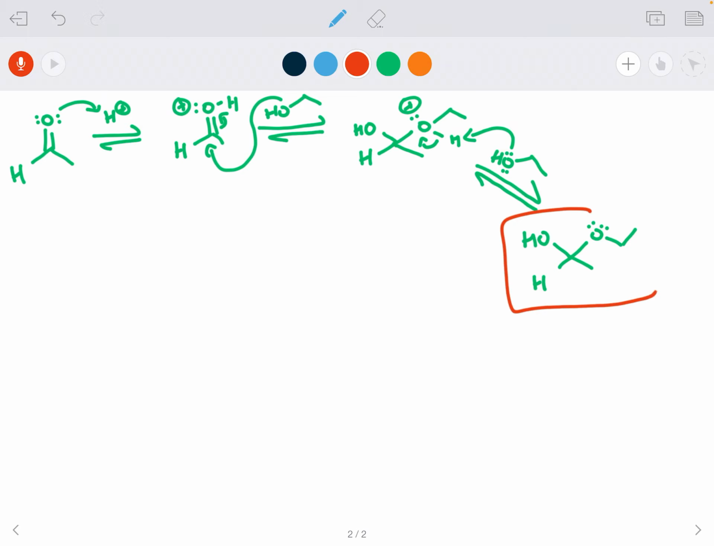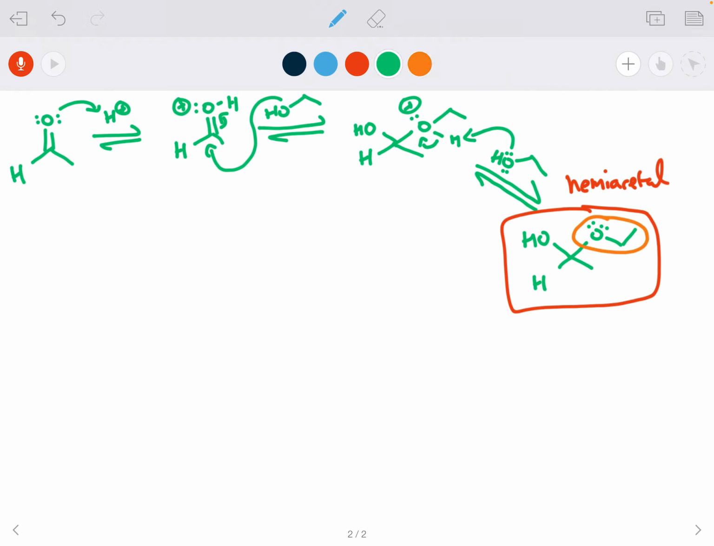This right here is a hemiacetal. It's called a hemiacetal because we've gotten our one OR group on, but then we still have an OH group on here. So we need to get rid of that OH group and get it to an OR group as well. And then we'll have our acetal.